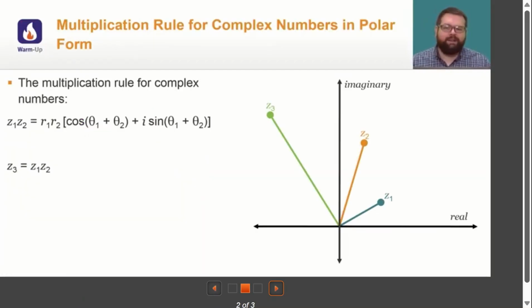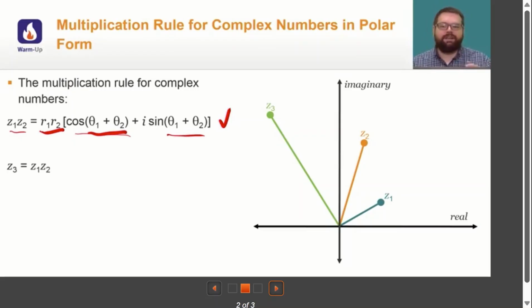When two complex numbers are expressed in polar form, the multiplication rule can be used to determine their product. The multiplication rule is z1 times z2 is equal to r1 times r2 times the quantity cosine of theta 1 plus theta 2 plus i times the sine of theta 1 plus theta 2. In order to determine the product, the moduli r get multiplied and the arguments theta get added.